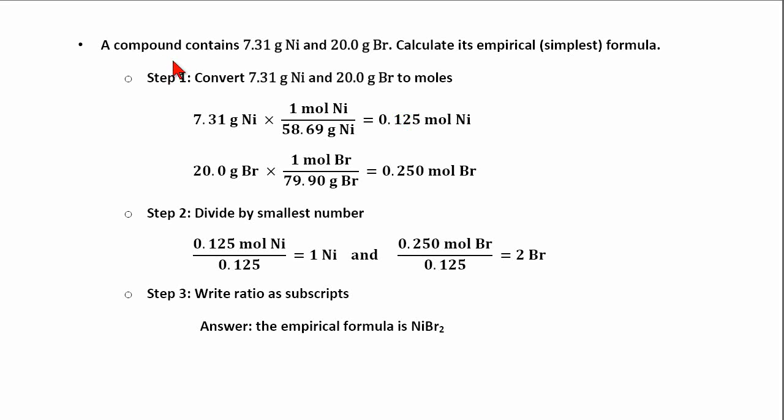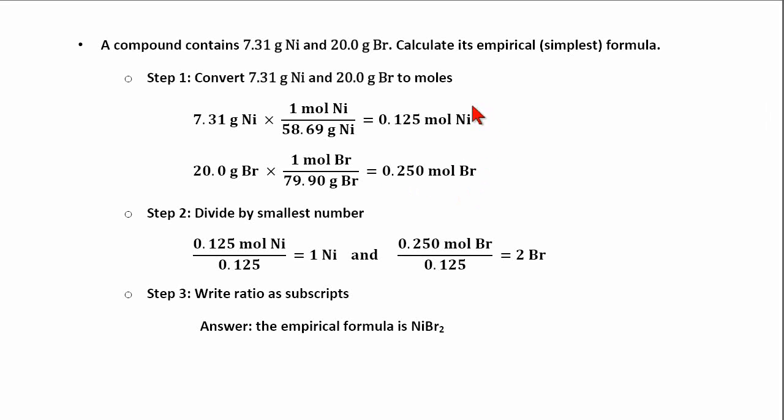Let's look at another example. A compound contains 7.31 grams of nickel and 20.0 grams of bromine. Calculate its empirical, simplest formula. This is a tiny bit more complex. We take the grams that we know. This is by weight. And if we have grams, we know we can convert to moles just using our molecular weight derived from the periodic table. So I multiply these numbers together, I get 0.125 moles of nickel and 0.25 moles of bromine.